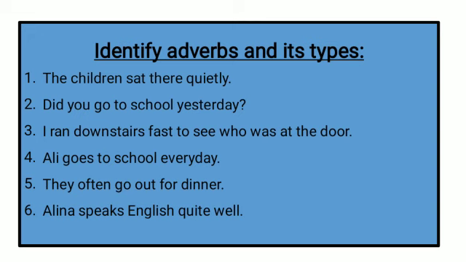Okay, beta, the first one is: the children sat there quietly. In this there are actually two adverbs. The first one is "there". Where did the children sit? There. So this word "there" is the adverb of place. How did the children sit? They sat quietly. So "quietly" is answering the question how, adverb of manner.